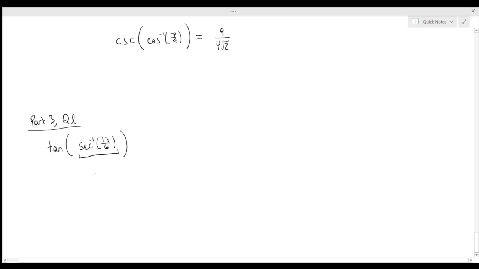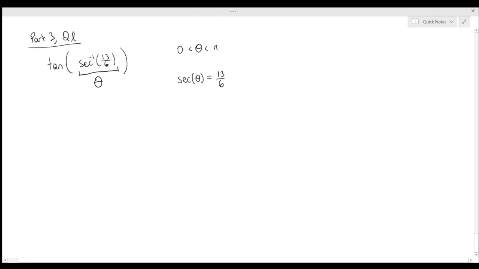So as I said before, every inverse trig function is going to give you an angle. Now in this case, the angle that we have here should satisfy secant of theta equals 13 over 6. And secant inverse always gives an angle theta, which is between 0 and pi. Okay. Now, just as in the previous question, the actual value of theta doesn't matter too much.